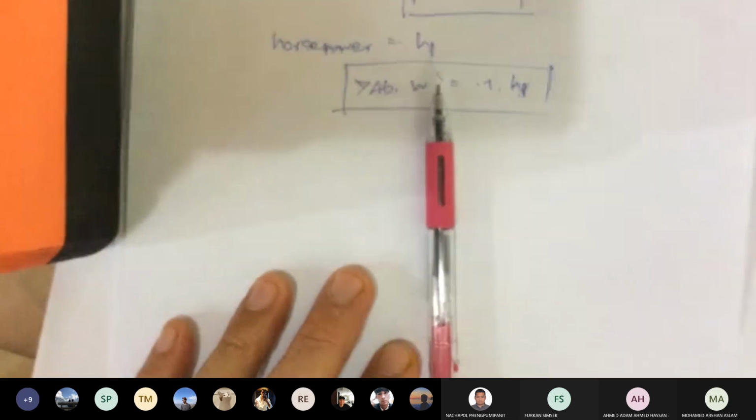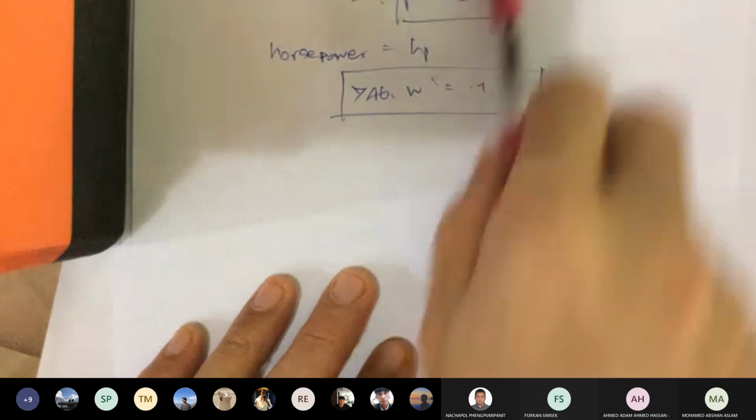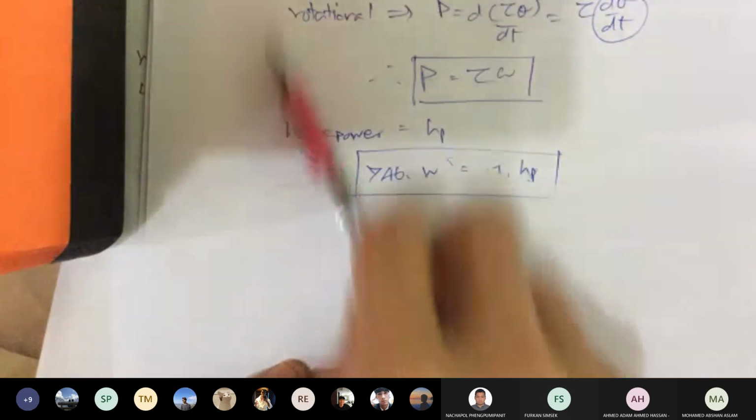You can send me a chat message later if you have a hard time understanding what I talk about, my handwriting, stuff like that. But all this handwriting is already in the lecture notes.